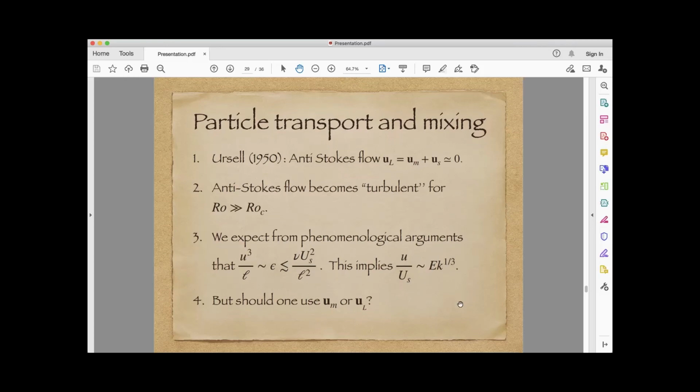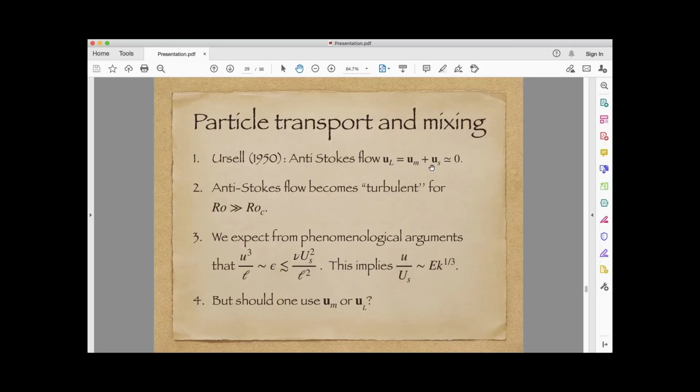But the question is, should one use UM or UL? And what can we eventually say about the mixing property? Does UL actually go to 0, or is it non-zero? Is UM going to 0 or is UL going to 0? That was not very clear. Should one use the mean Eulerian velocity field for this problem, or should one use the mean Eulerian velocity field plus the Stokes drift to understand the mean flow, the transport properties, or the turbulent properties of this system?